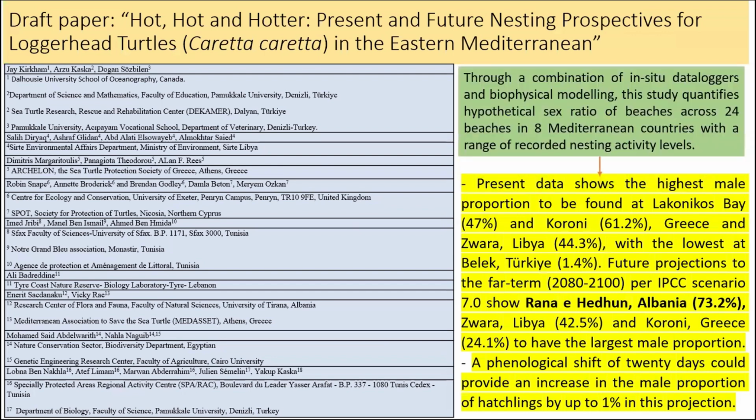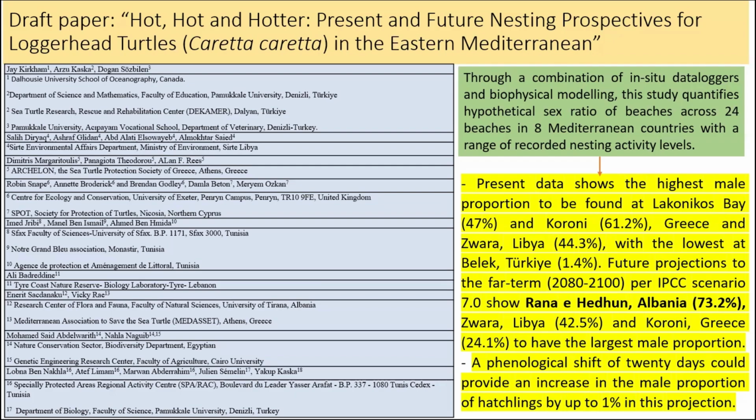We are, together with a group of authors from Turkey and 8 Mediterranean countries, now preparing a draft paper, "Hot and Hotter: present and future nesting perspectives for loggerhead turtles in the Eastern Mediterranean." The aim of the paper is that, through a combination of in situ data loggers, which I showed, and physical modeling, the study quantifies the hypothetical sex ratio of 24 beaches in 8 Mediterranean countries with a range of recorded nesting activity levels.